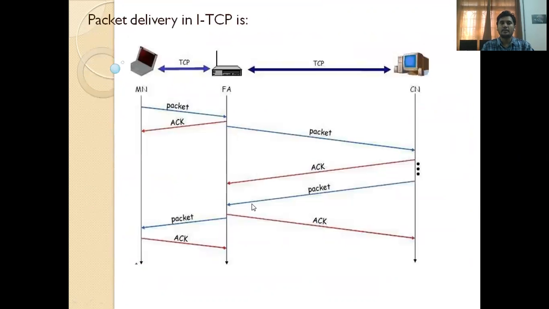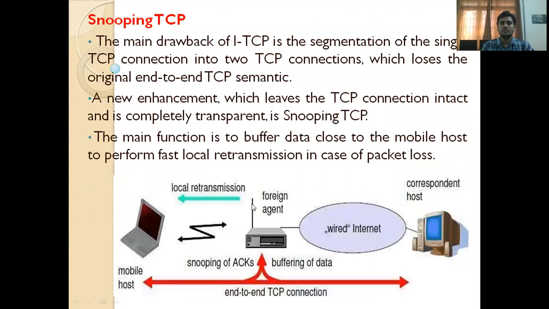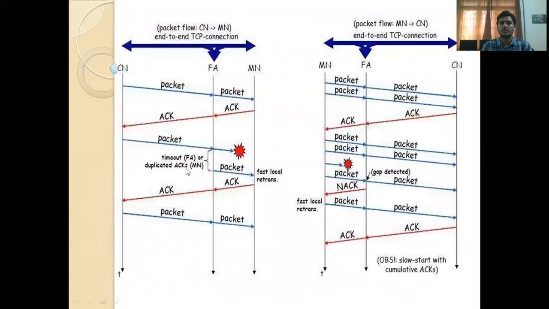To avoid that, the technique of snooping TCP is implemented. Here a snooping buffer is there. Whenever a packet reaches the access point from the fixed host, a copy of the packet is kept. So whenever it transmits a packet to the mobile host and the packet is lost, there is no need to go to the fixed host. The access point sends that particular copy to the mobile host. That is what we discussed in this diagram.